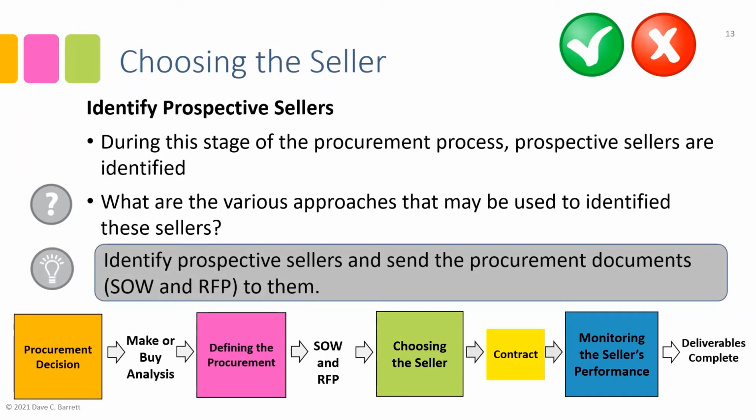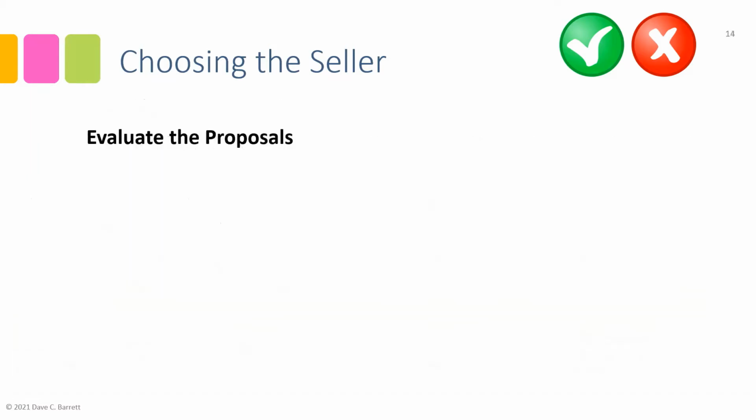So key idea: identify prospective sellers, and when they are identified and selected as potential sellers that we want to potentially do business with, the next step is that we also send the procurement documents, the statement of work and the RFP, to them. So that's the last step of choosing the seller. The next step though is to evaluate the proposals. Once we send them the RFP and statement of work, those organizations have the option of sending us a proposal or not. They don't have to.